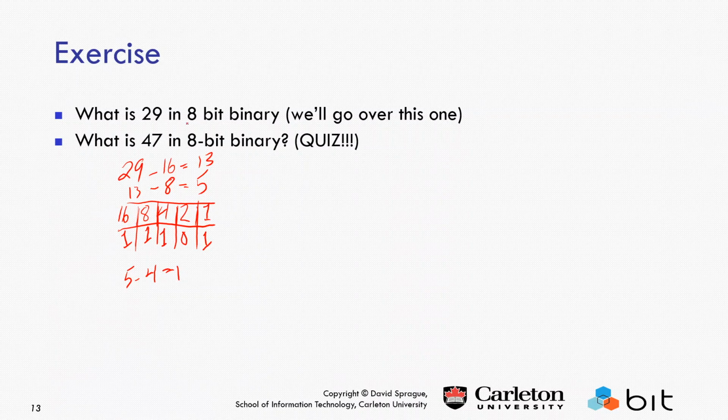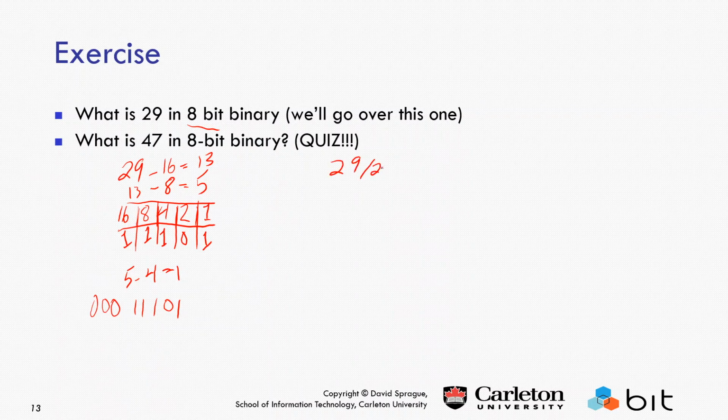But I need an 8-bit binary number. This is 5 bits, so I'm going to stuff 3 zeros at the front, at the most significant bits. 3, 4, 5. All right. That is 29 as an 8-bit binary number. Let's try the other way.